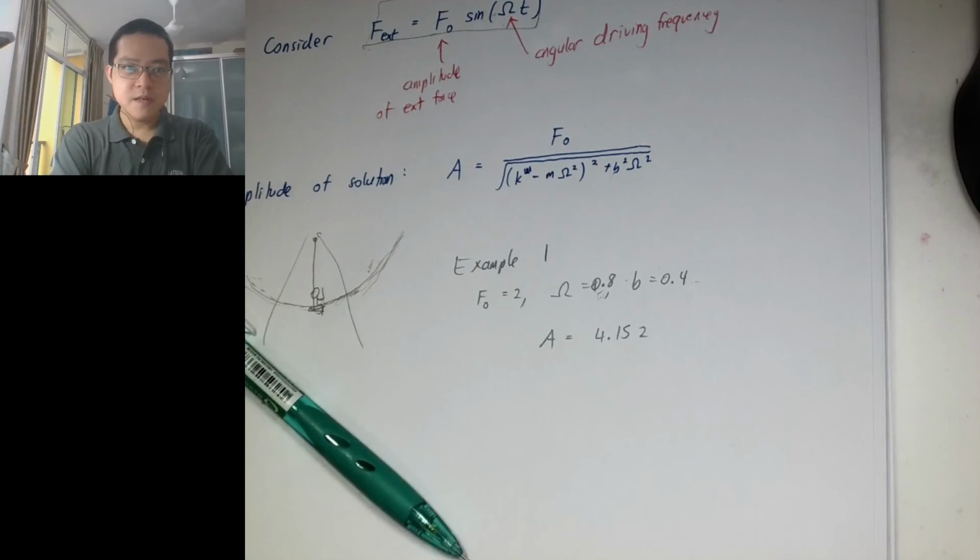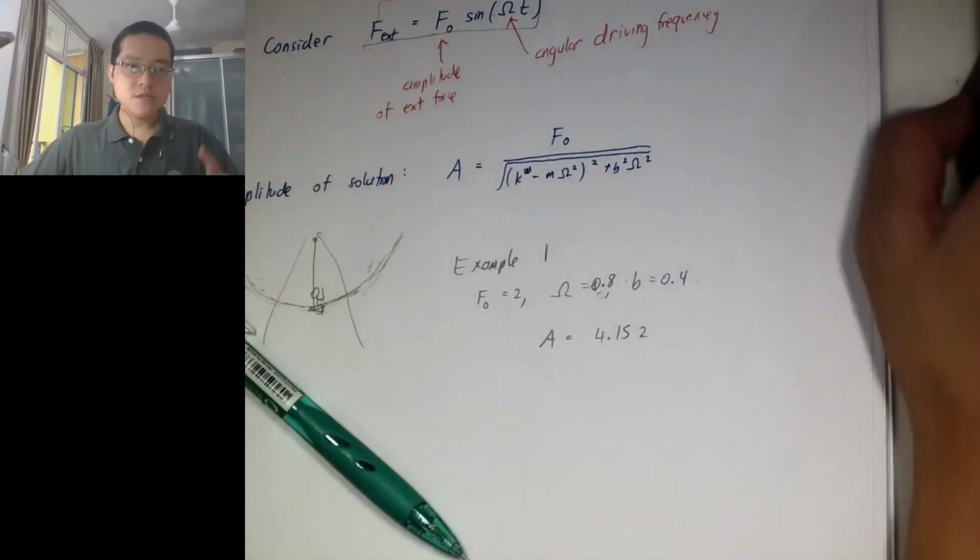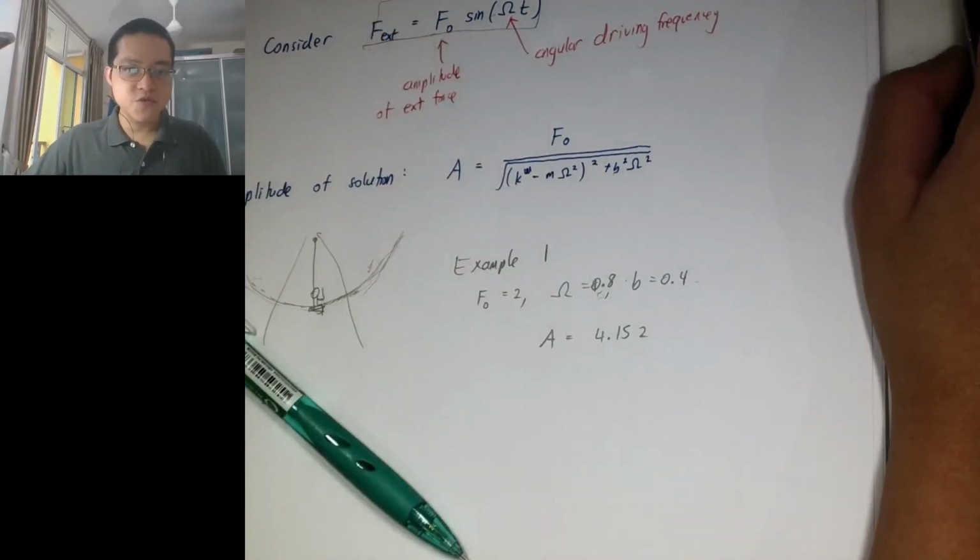So let me try a different force. Let's say a smaller driving frequency. If I have a smaller driving frequency, with lines, the amplitude is smaller, you see, it goes up to 2 only.